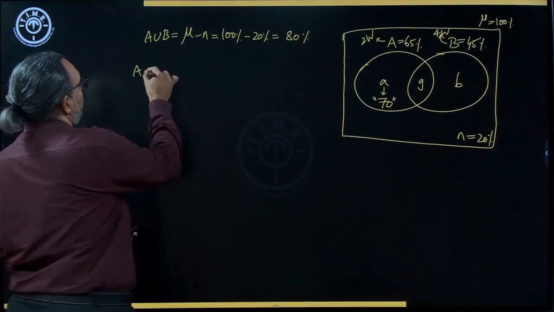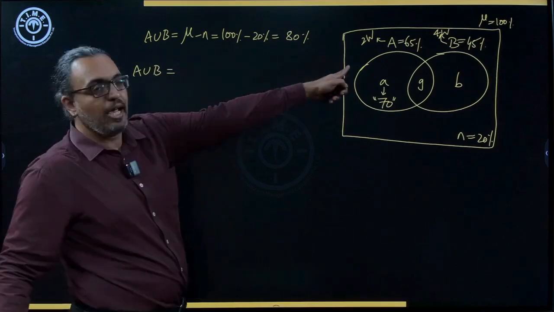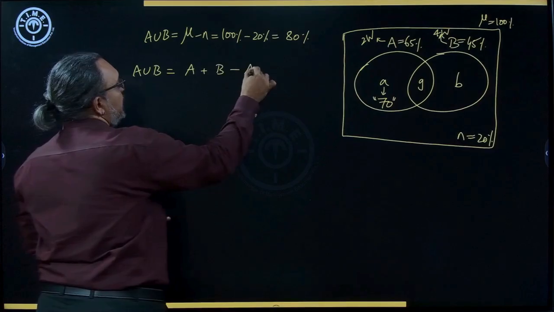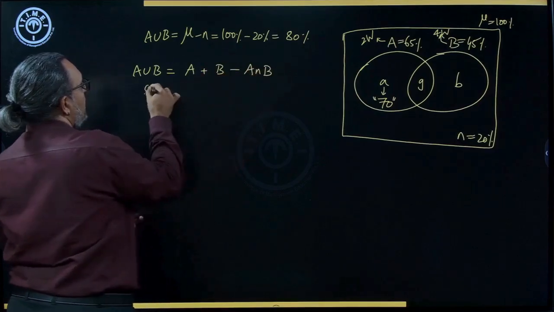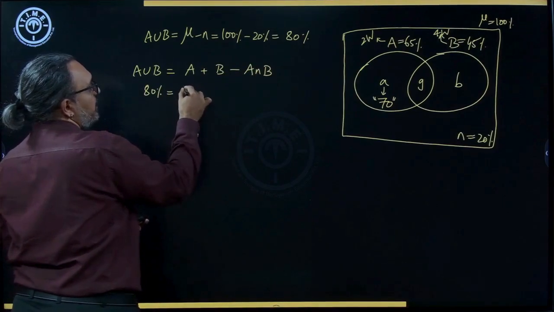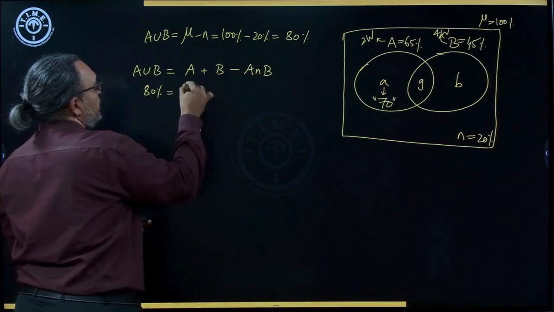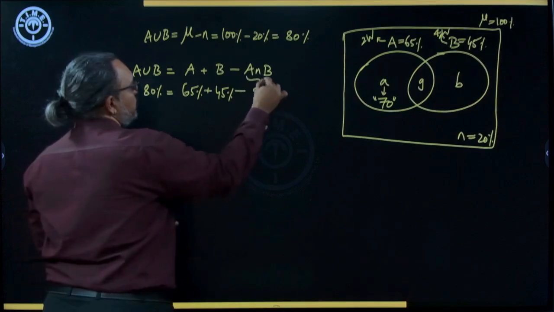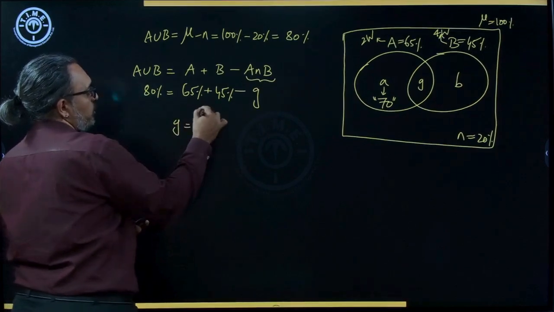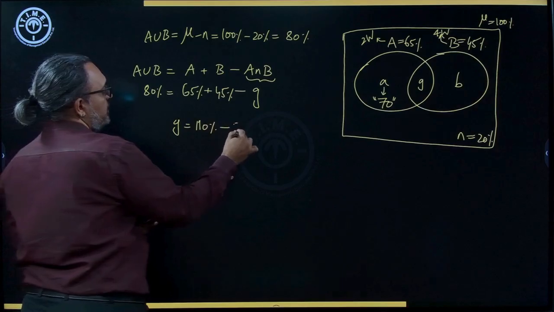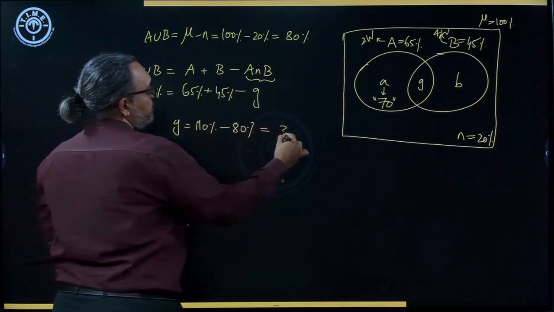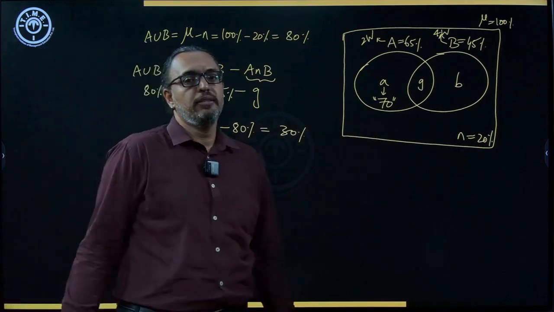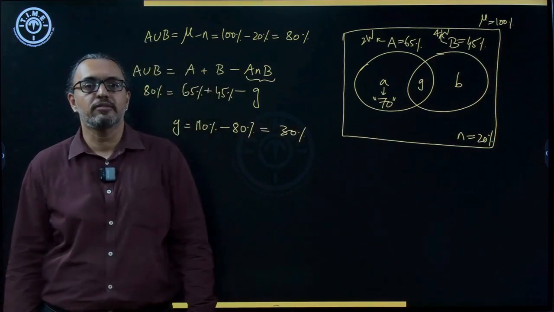So then we take the formula A union B, because capital A and capital B are there. We can make use of capital A plus capital B minus A intersection B. So this is 80% equals capital A is 65%, then capital B is 45%, then A intersection B is G. So from here I get G. So this is 110% minus 80%, that gives 30%. So 30% of the residents have both the two-wheelers and four-wheelers.